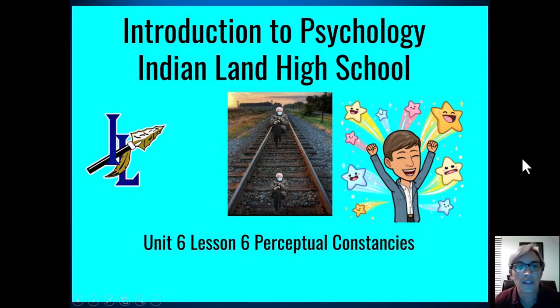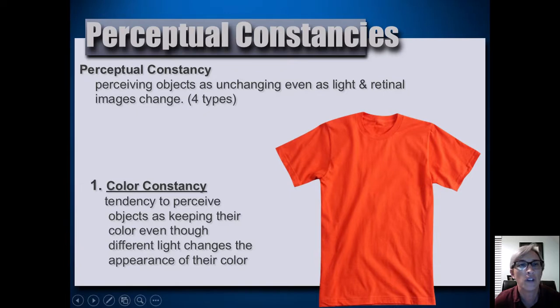All right, guys, Unit 6, Lesson 6, last one. This is perceptual constancies. In other words, this is what remains constant in our lives despite the seemingly changing world. And we start our first perceptual constancy, also known as unchanging events, even as light and retinal images change.